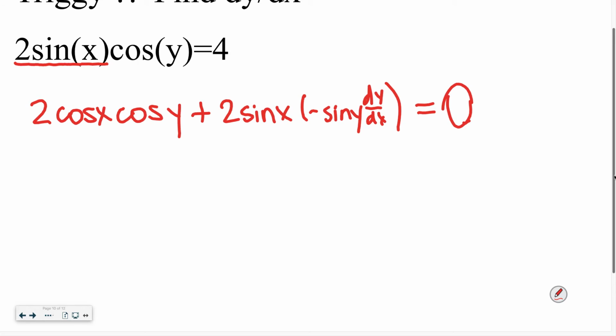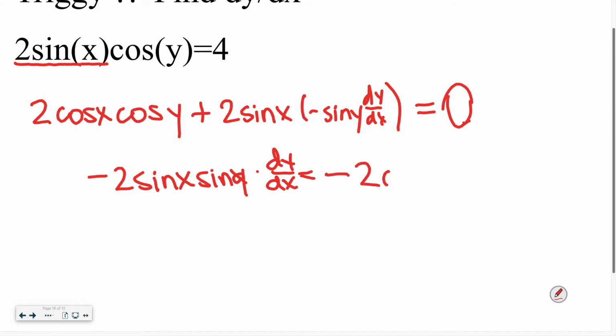Okay, so what we have is negative 2 sine x sine y times dy/dx equals, I'm going to subtract this over, negative 2 cosine x cosine y.